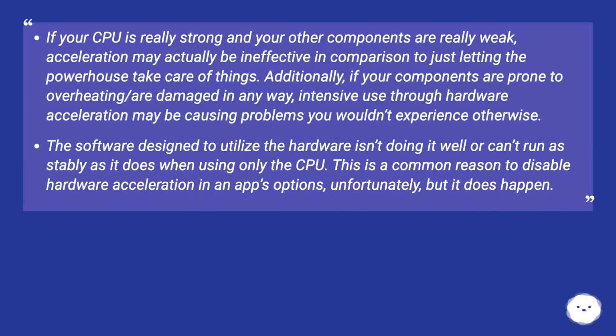If your CPU is really strong and your other components are really weak, acceleration may actually be ineffective in comparison to just letting the powerhouse take care of things. Additionally, if your components are prone to overheating or are damaged in any way, intensive use through hardware acceleration may be causing problems you wouldn't experience otherwise. The software designed to utilize the hardware isn't doing it well or can't run as stably as it does when using only the CPU. This is a common reason to disable hardware acceleration in an app's options, unfortunately, but it does happen.